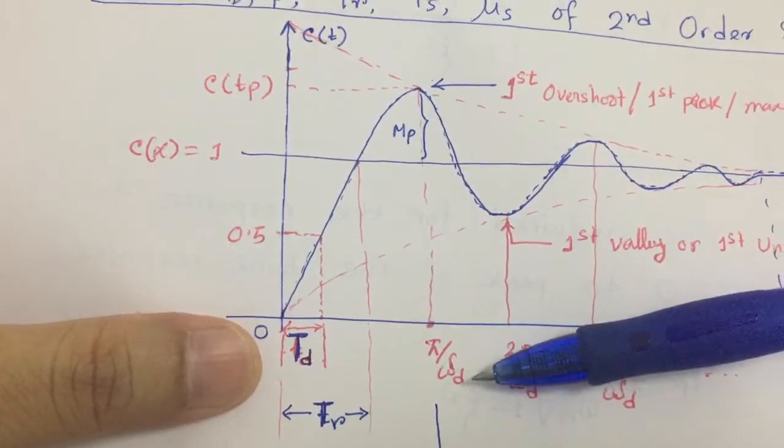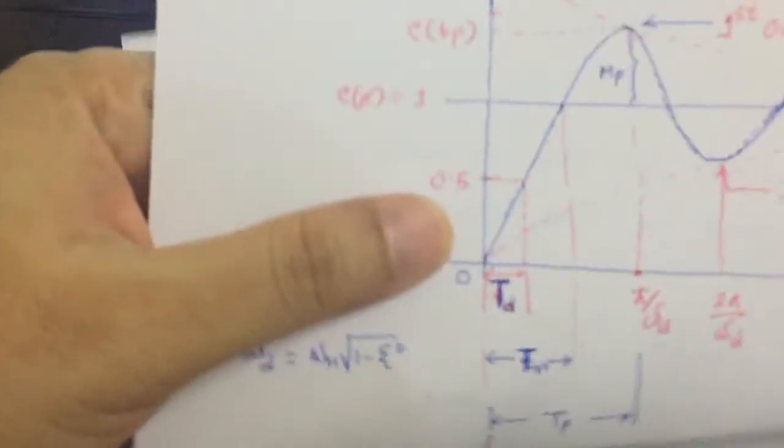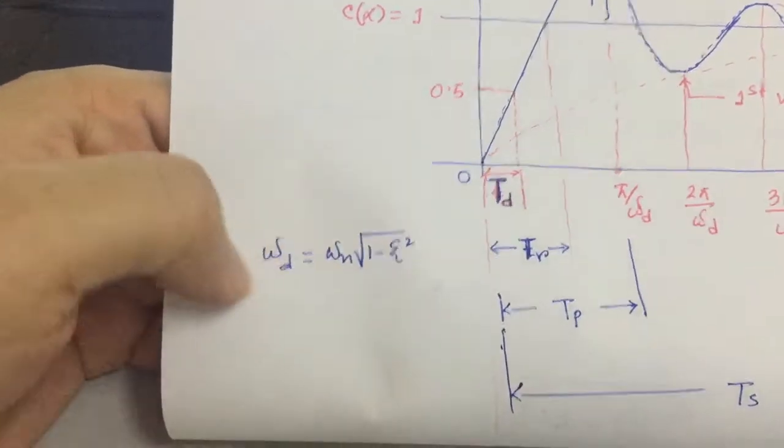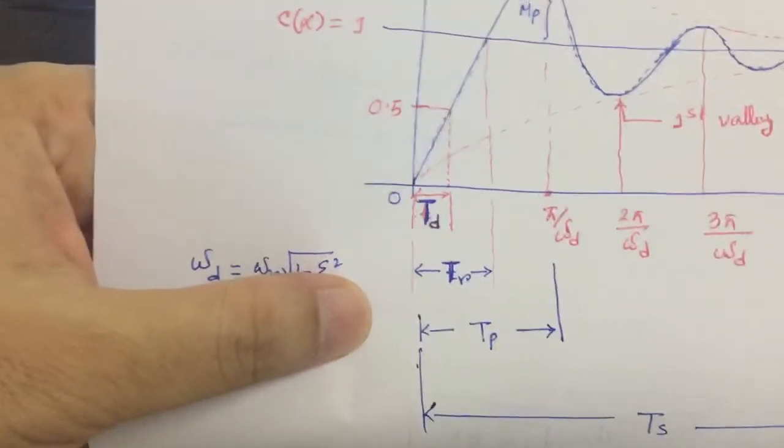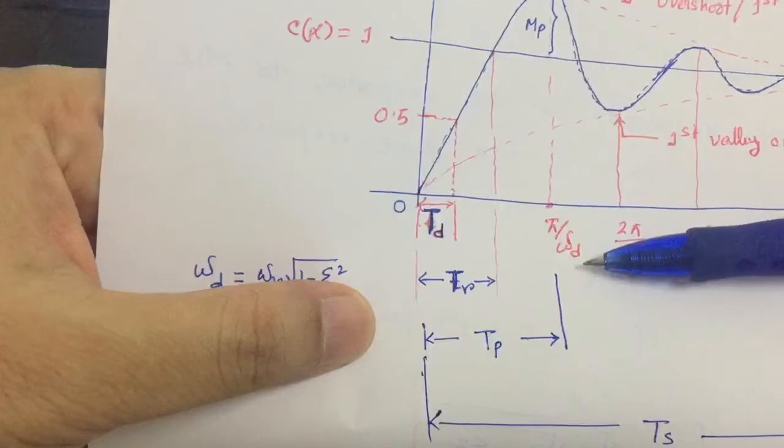Actually, omega d, I give you the definition. Omega d equal omega n square root of 1 minus zeta square. So this is actually the definition of omega d. This is our first peak.